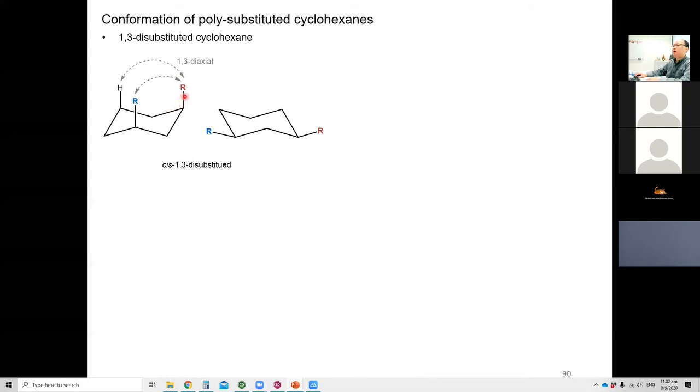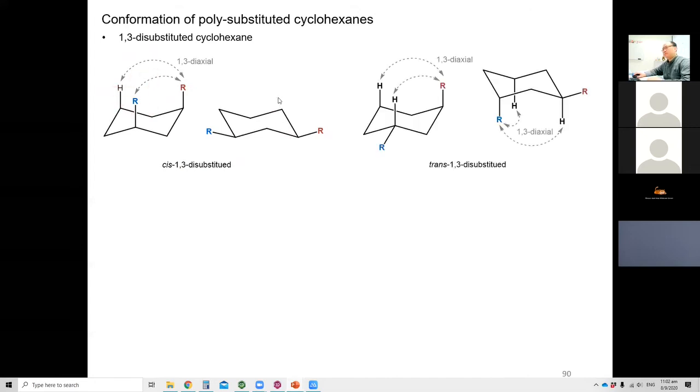But if you draw the other conformer of this cis-1,3 relationship, you can see this R is equatorial, and this R is also equatorial. Both of them are pointing up, so cis. But in this case, there are no 1,3 diaxial interactions. So for the cis-1,3-disubstituted cyclohexane, the majority of the conformers are this one because it's more comfortable, and the other one is really congested around the 1,3 positions.